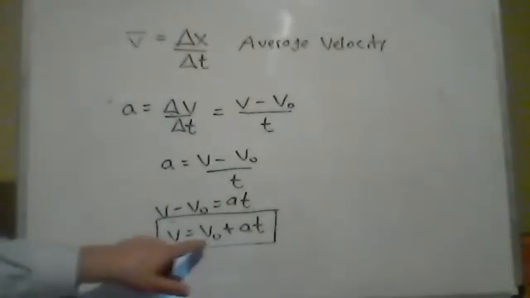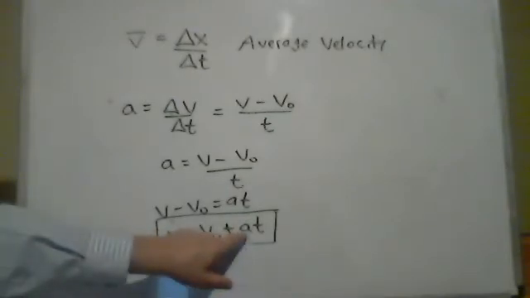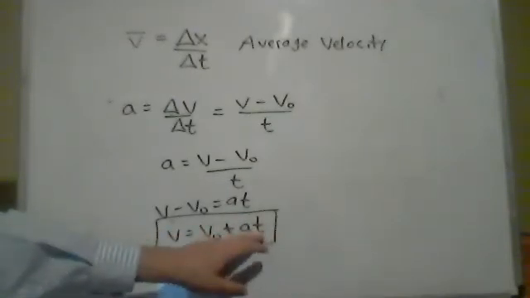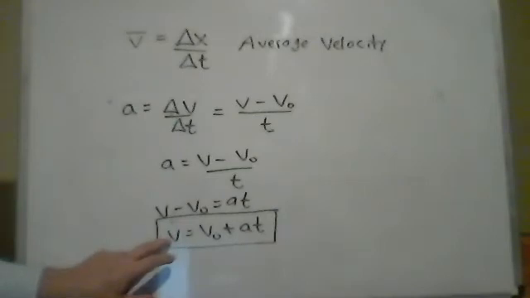So essentially what this means is that I have initial velocity, I have a constant acceleration, I wait a certain amount of time, and I get a final velocity. This is a linear equation.